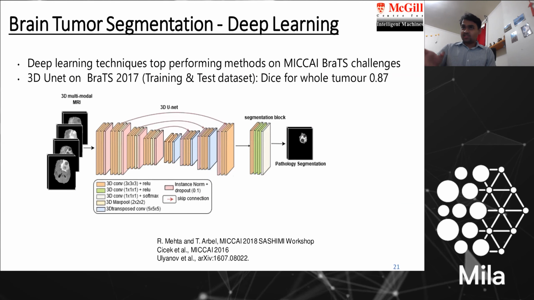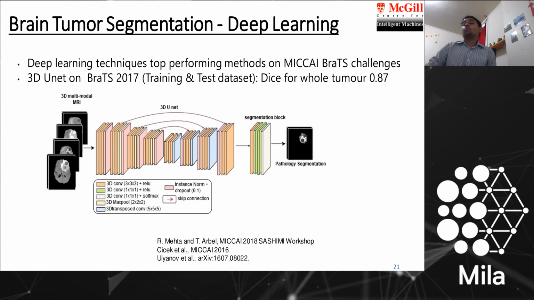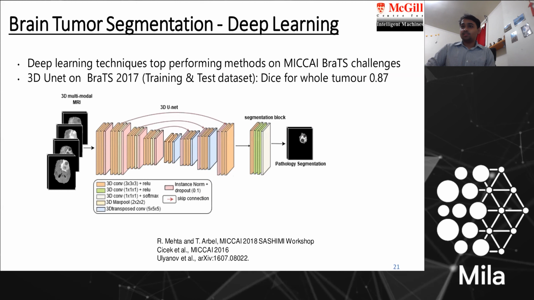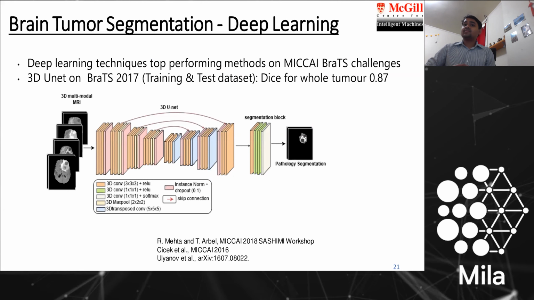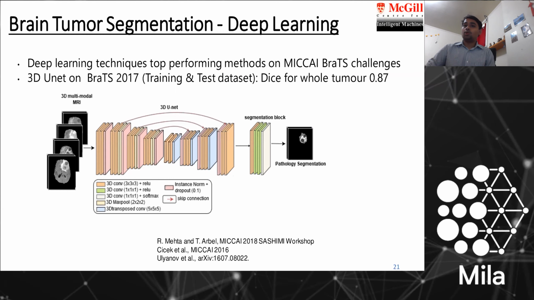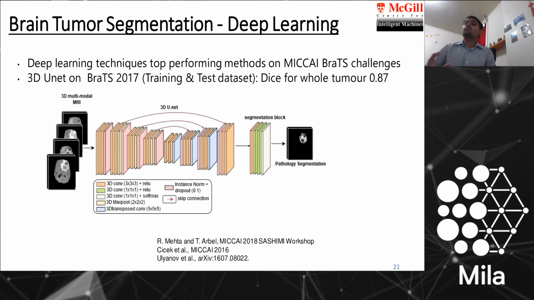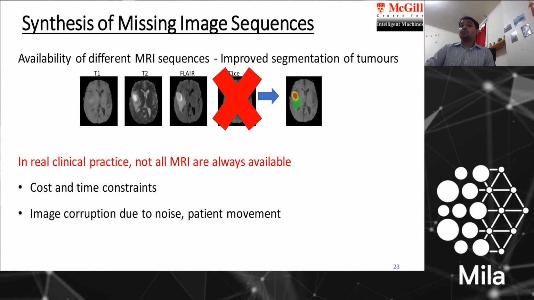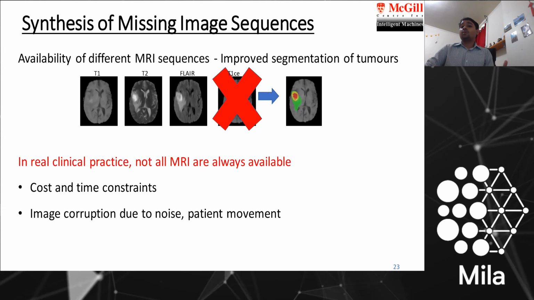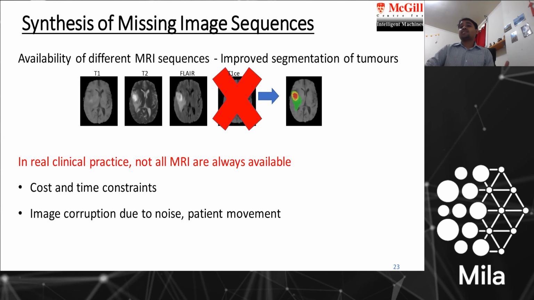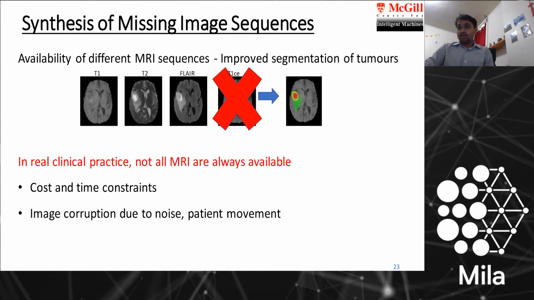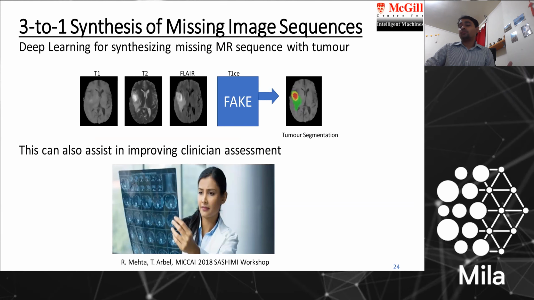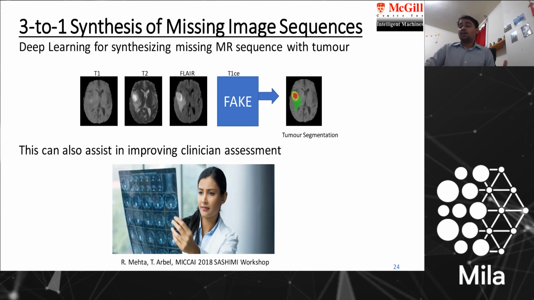I'm going to talk mainly about brain tumor segmentation and synthesis here. This is just a general segmentation network, which performs really well. But for brain tumor segmentation, you have multiple modalities, four different ones: T1, T2, FLAIR, and T1C. As I mentioned previously, due to clinical practice and other reasons, you might not have access to all four modalities. In that case, what do we do? We try to synthesize the missing modality, or one of the missing modalities, using the other available ones.